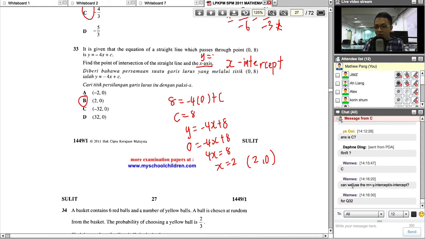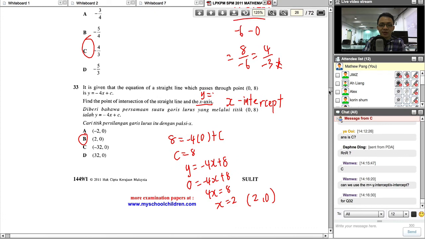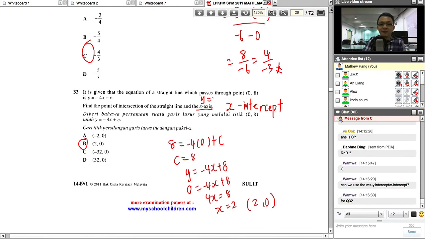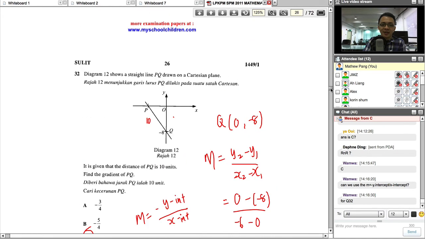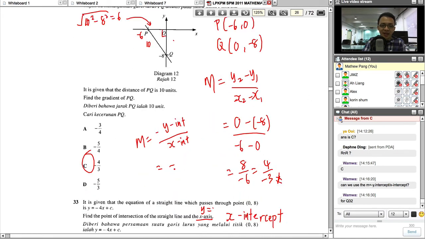Okay, I go back to the question. Can we use m equals negative y-intercept? Yes, I think you get the same answer also. Actually you have another formula for gradient. Yes, gradient equals negative y-intercept divided by x-intercept. Only when you have both intercepts, so have a look at the y-intercept. The y-intercept is negative 6.